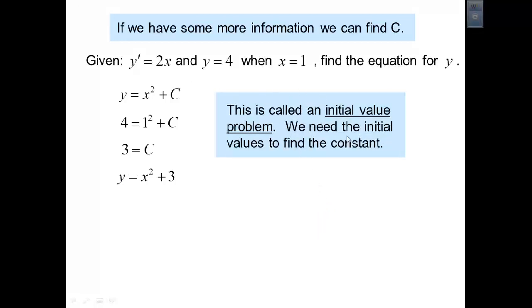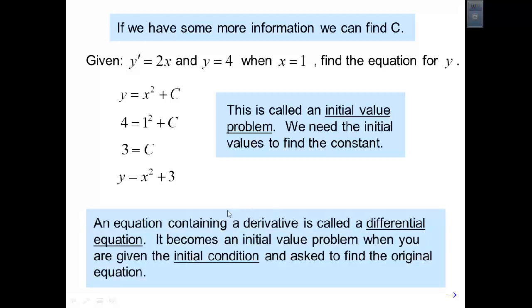Now, this right here is called an initial value problem because we actually are given the initial value that we need to find what the constant is. An equation containing a derivative, as I just said, is called a differential equation. It becomes an initial value problem when you are given the initial condition and asked to find the original equation. This is the original equation. This is a general original equation. This is a group of equations because remember the c is nothing more than a vertical shift, whatever we add there. Whether it be positive or negative, it's just telling you how far up or down to go.